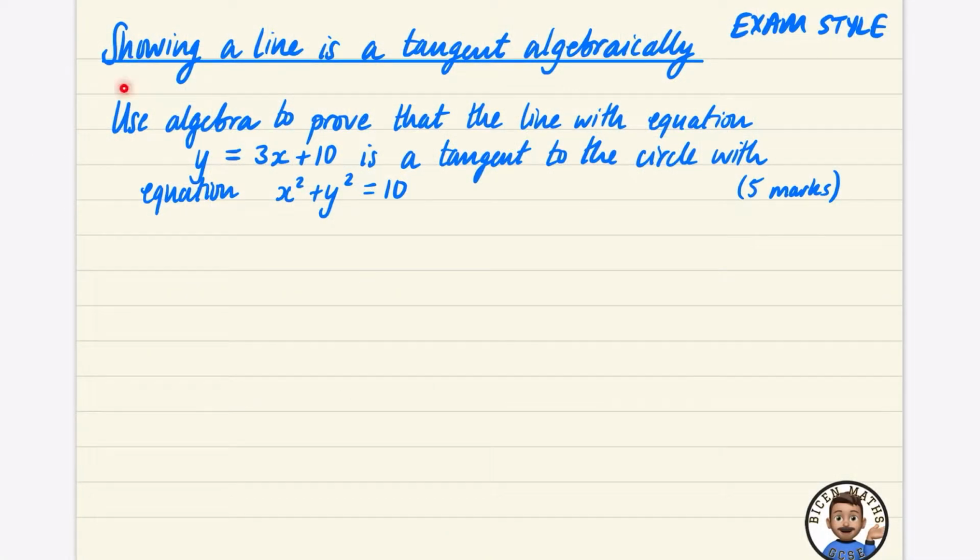Okay, so the last thing on this topic of equations of circles is showing that a line is a tangent algebraically, which means you're not actually going to do anything like negative reciprocals and perpendicular gradients. It's just going to be a slightly different kind of approach.